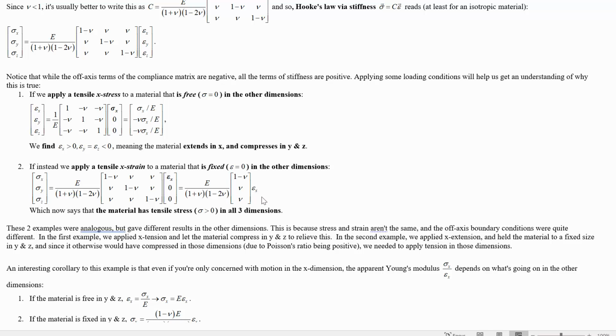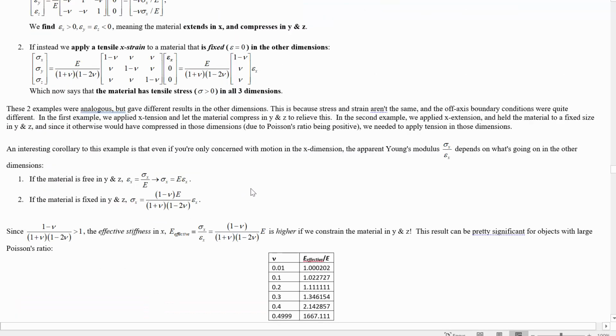If it's fixed in the other directions, we can rearrange this one and see what the new relationship is, right? If you're holding it still to have no strain in the other directions, then what you have is E times (1 minus nu) over (1 plus nu)(1 minus 2 nu) times epsilon is equal to sigma, not just E. And the size of this thing is going to be higher because nu is positive, right?